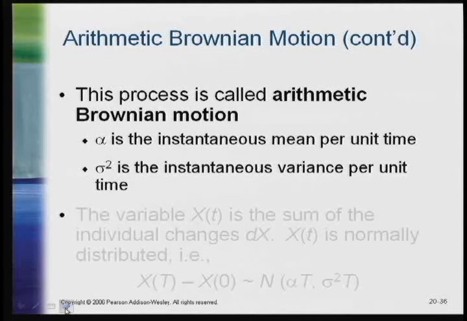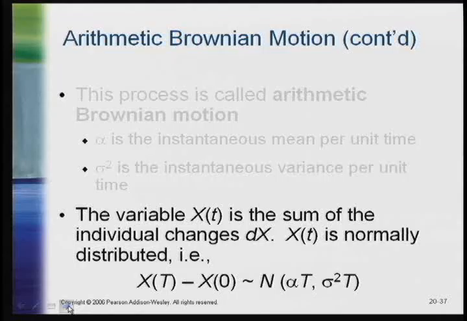It's called arithmetic Brownian motion. Alpha we can think of as the mean, instantaneous mean per unit of time. That's why we're multiplying it by dt. So you can think of alpha as being an annual value if time is in years, and then I multiply alpha by dt or delta t, and that gives me the increment for that period of time. Sigma squared is the instantaneous variance, again, much like all the sigma squares we've been dealing with before, and it provides the variability of the process.